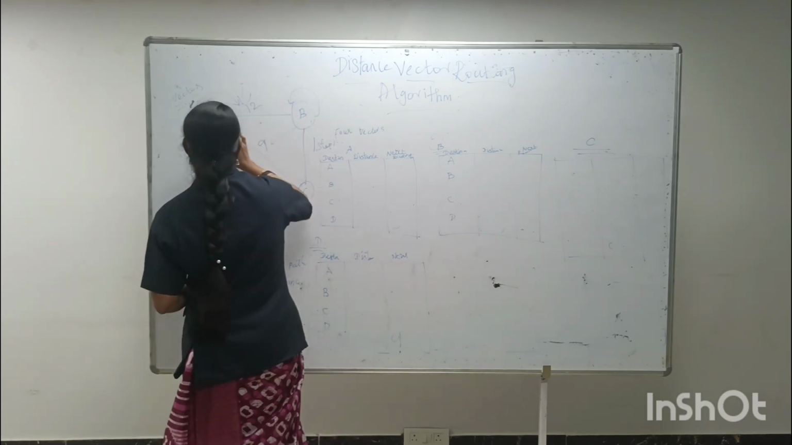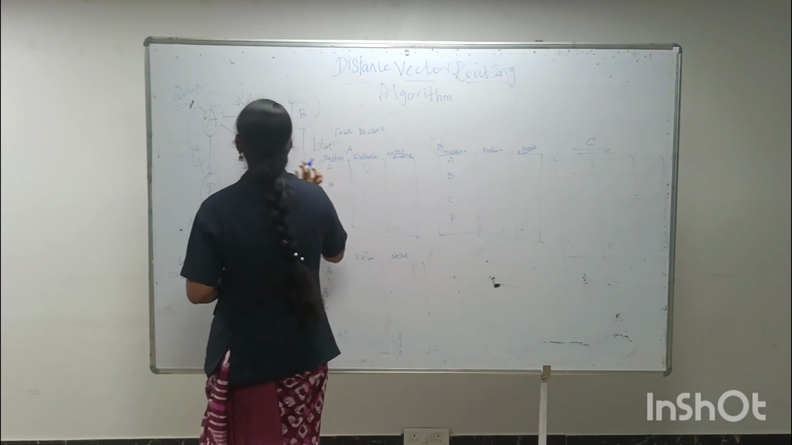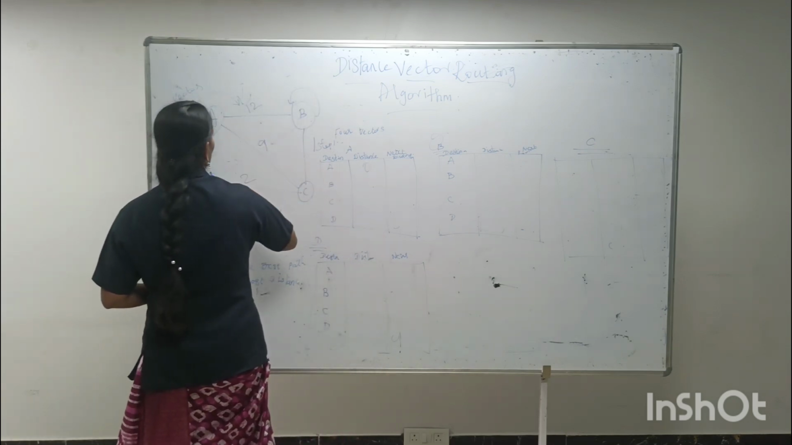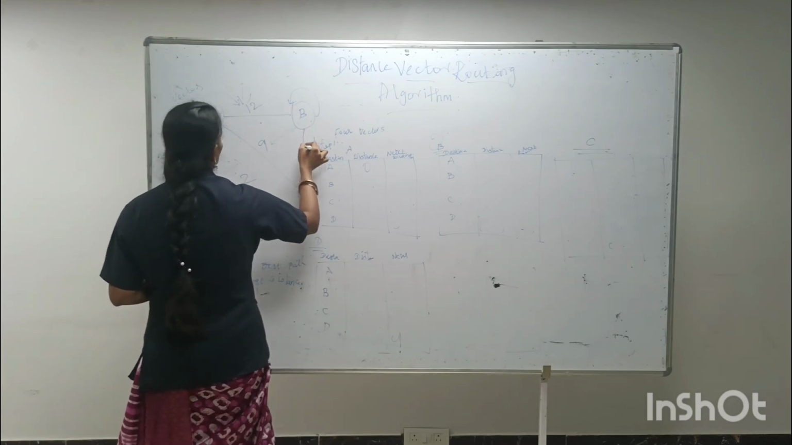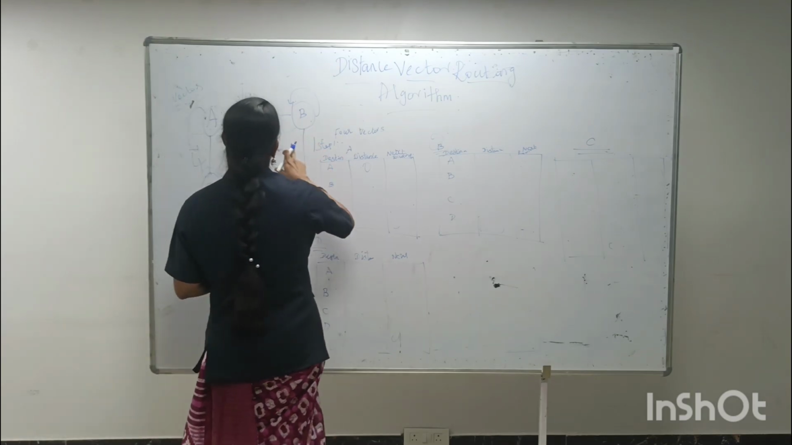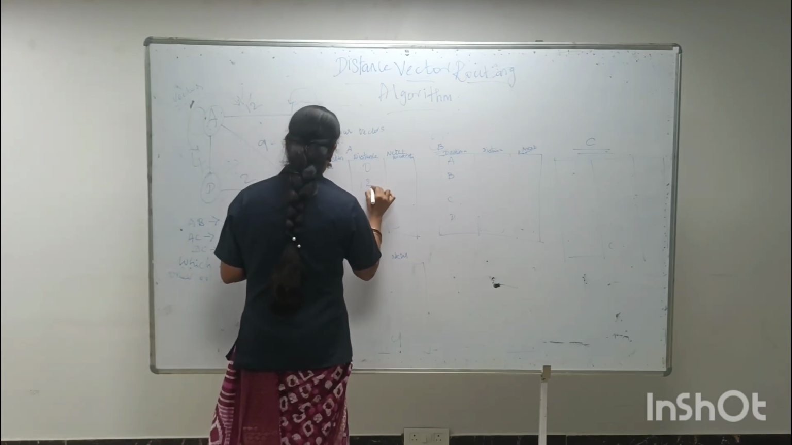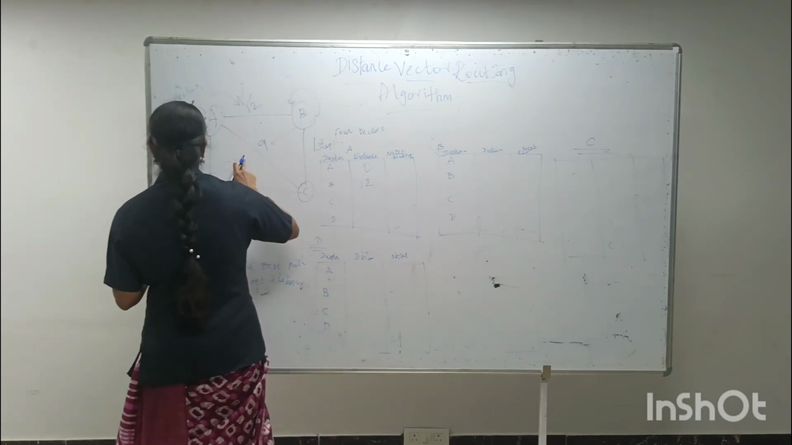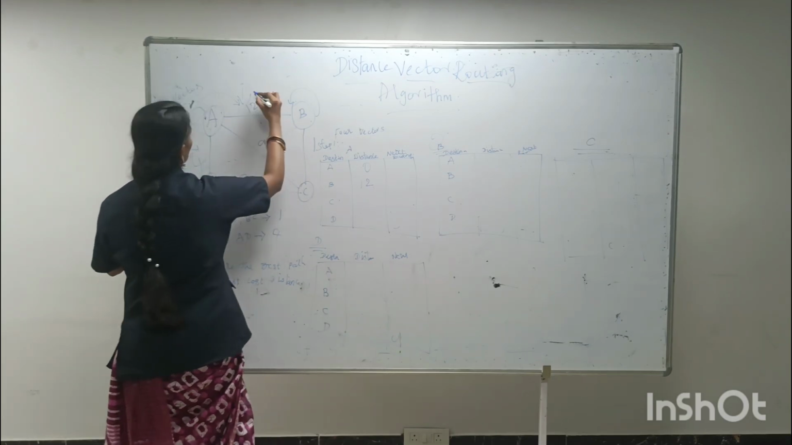So here also we take the same. A to A the value will be 0, and A to B, we have to calculate A to B. The value will be 12, and here we are going to see the communication, the distance here.